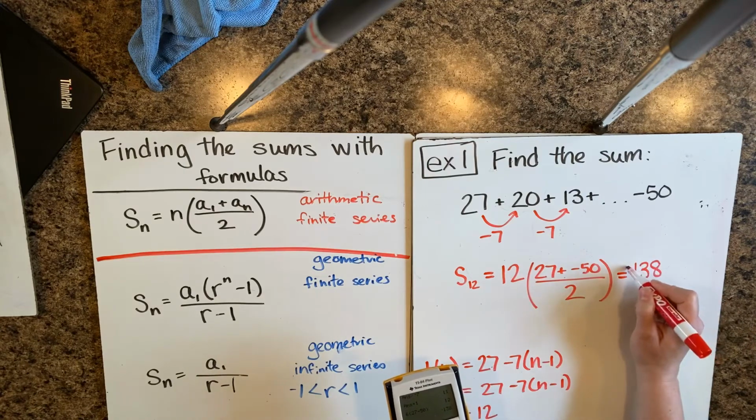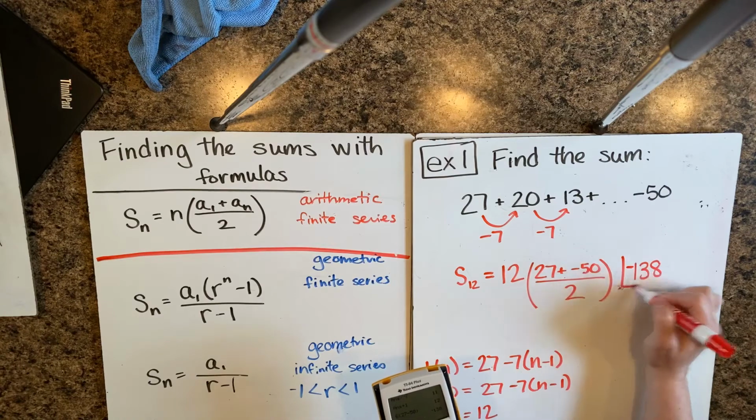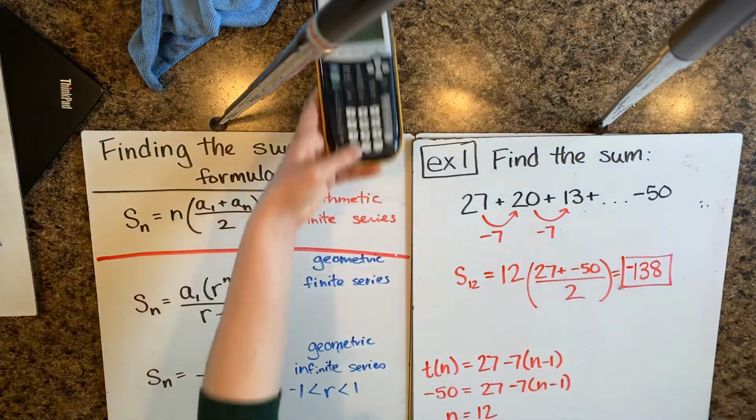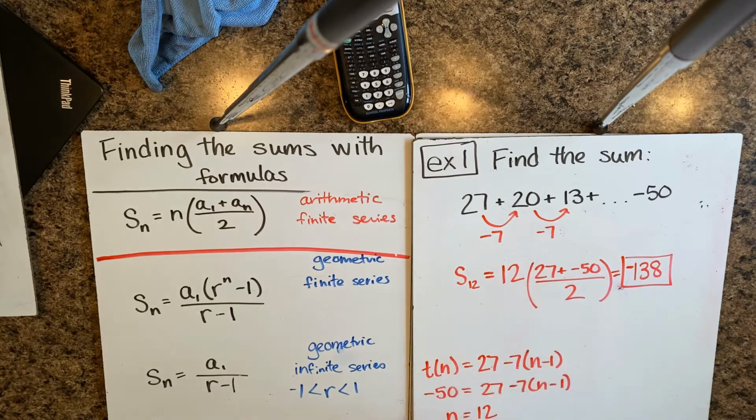Now, for some reason, students become a little bit uncomfortable when the sum is negative. But there's no problem with a sum being negative. If you add up more negatives than positives, or bigger negatives than there are positives, it's okay for your sum to be a negative number.